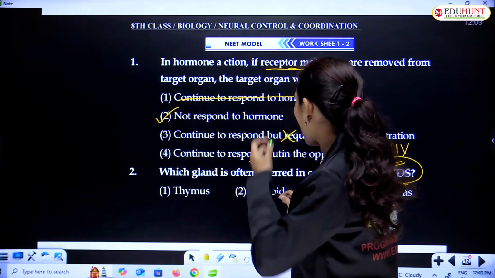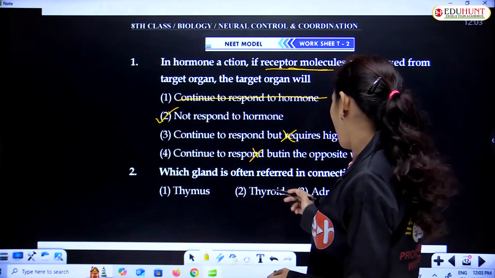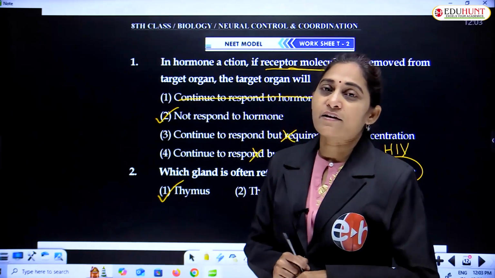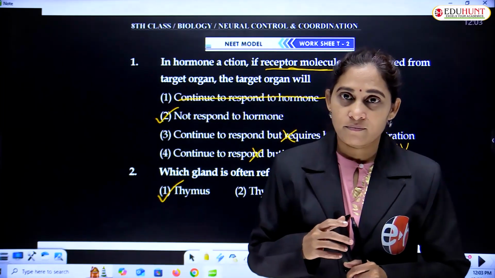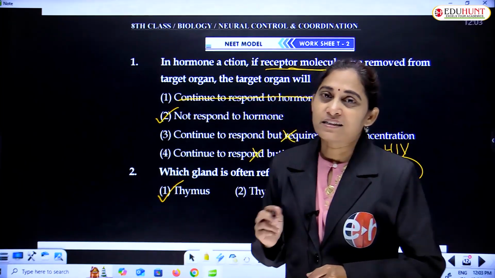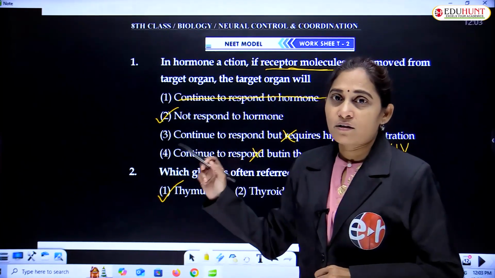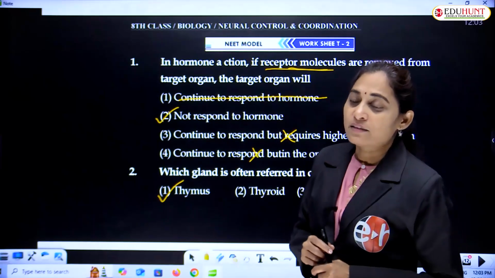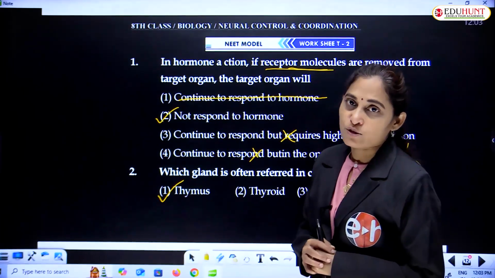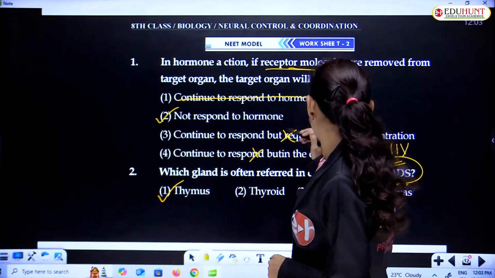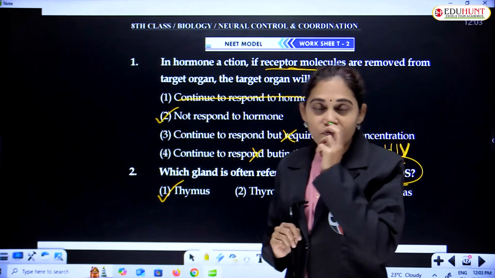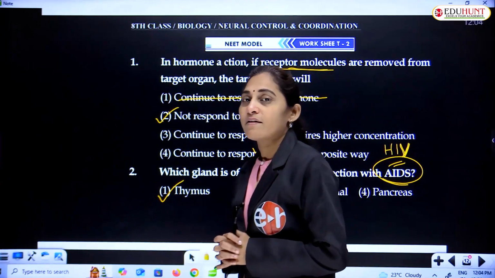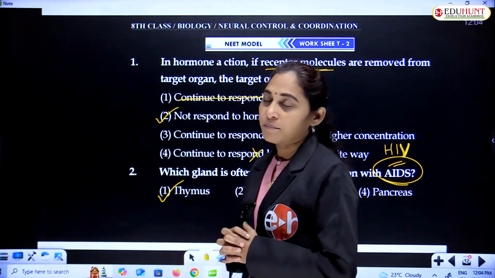So here, which gland is often referred in connection with AIDS? Thymus, thyroid, adrenal, pancreas. Thymus gland, because the thymus gland causes the maturation of T cells. We have immune cells like B cells and T cells. The cells which undergo maturation in the thymus are the T cells. These are responsible for immune responses. But the HIV, the virus, infects the T cells and damages them. As a result of this, the immune function will be disarmed.